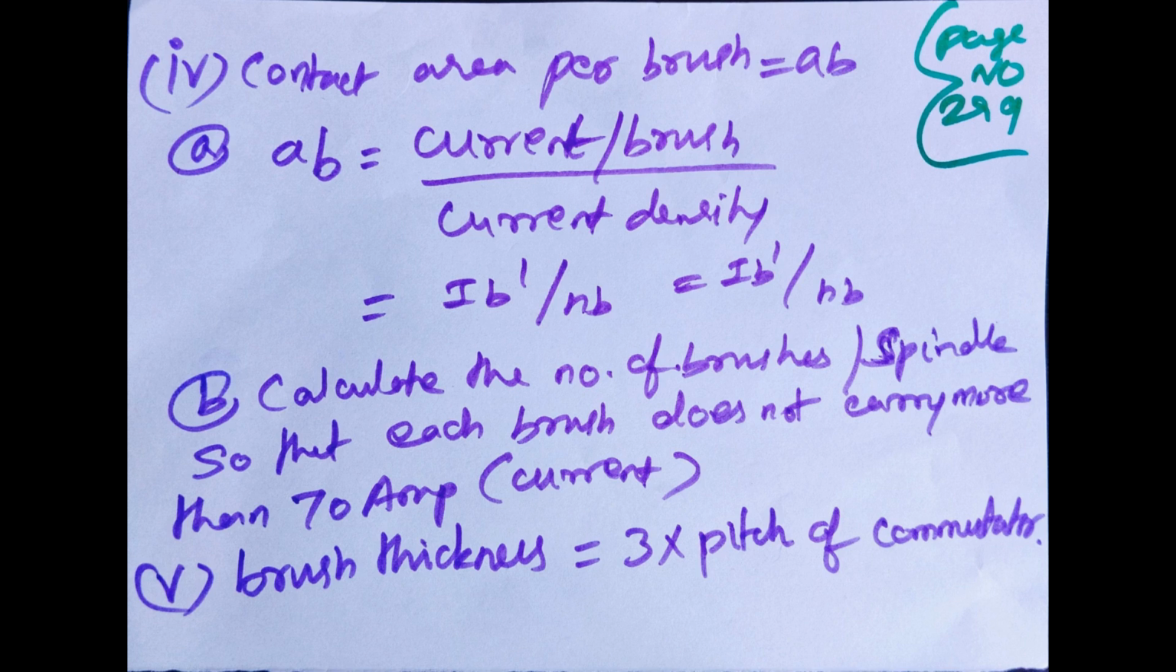Design of commutator and brushes. Topic: fourth step, number of brushes per spindle. Second point: current per brush does not exceed 170 ampere. Third point: number of brushes per spindle, NB is equal to current per brush arm divided by 70.